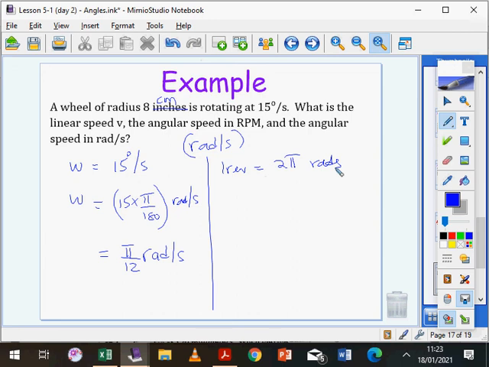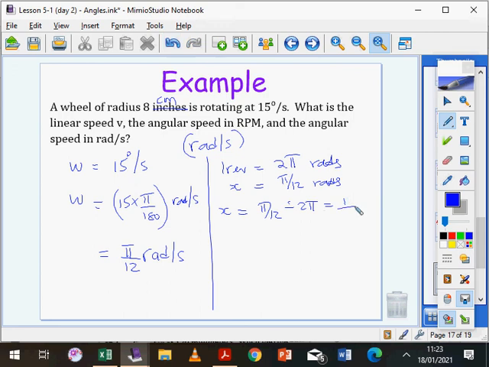If 1 revolution is equal to 2 pi radians, that means I'm trying to figure out revolutions in pi out of 12 radians. What do I do? I hope you guys remember. I'm just going to divide pi out of 12 by 2 pi. So the number of revolutions will be pi out of 12 divided by 2 pi. And that answer will be pi out of 24 revolutions. Sorry, 1 out of 24, not pi out of 24, because the pi cancels out. It will be 1 out of 24.